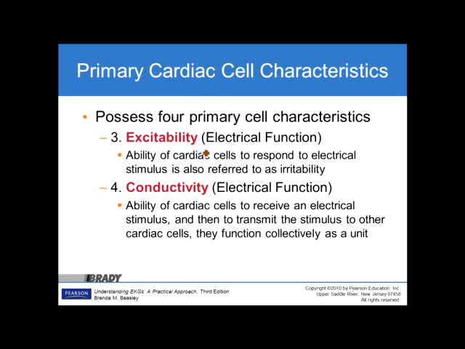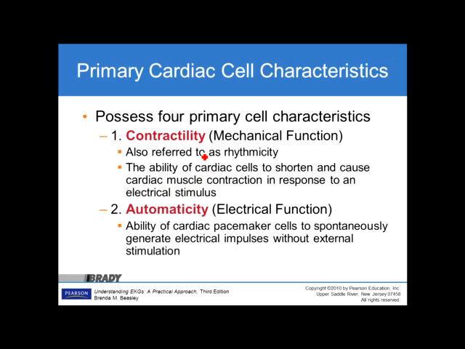3 is excitability, ability of the cardiac cells to respond to electrical stimulus, also referred to as irritability. And then conductivity, the ability of the cardiac cells to receive an electrical stimulus and then to transmit the stimulus to other cardiac cells so that they function as a unit.